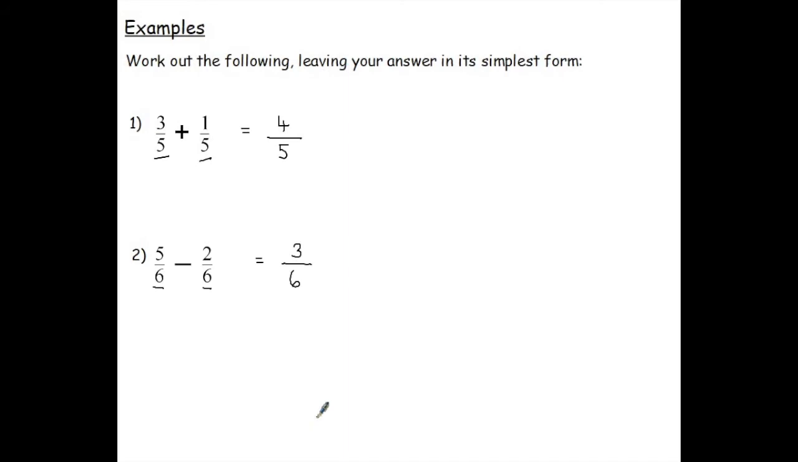Looking at this fraction, 3 over 6, we can simplify this as 3 goes into both of these numbers. So if we divide this fraction by 3 to simplify it, 3 goes into 3 once, so there's a 1 on the top, and 3 goes into 6 twice. So that fraction will simplify down to a half.